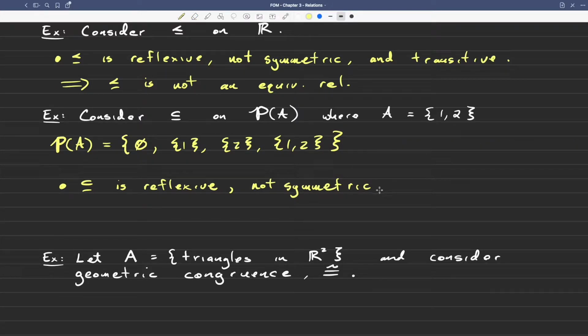And how about transitivity? Well, yeah, that's a general property of set containment. If A is contained in B and B is contained in C, then A is contained in C. That was one of the properties that was in the list of set properties. So this is another example like the previous one that had reflexivity and transitivity, didn't have symmetry.